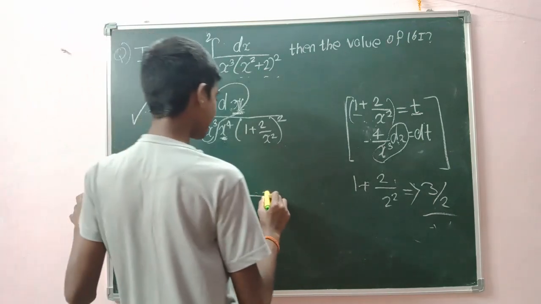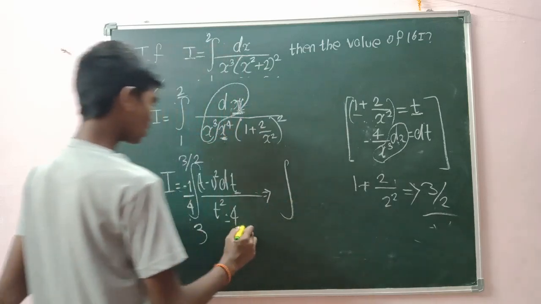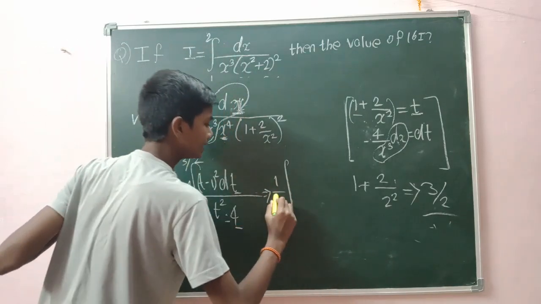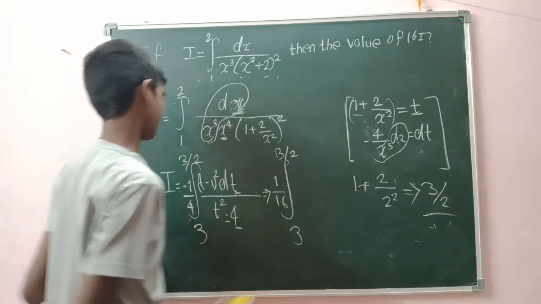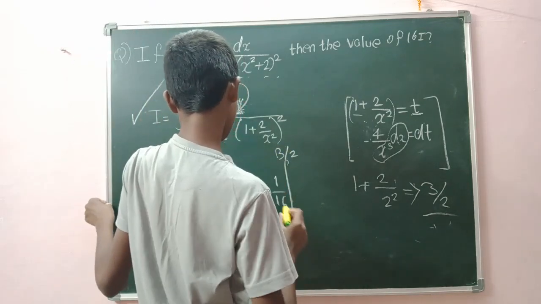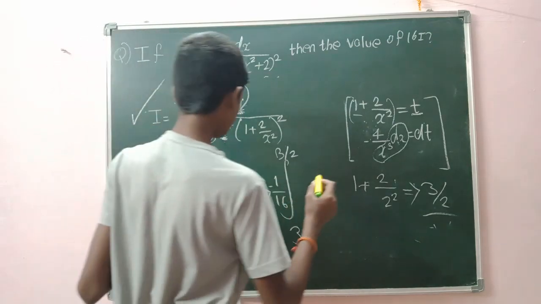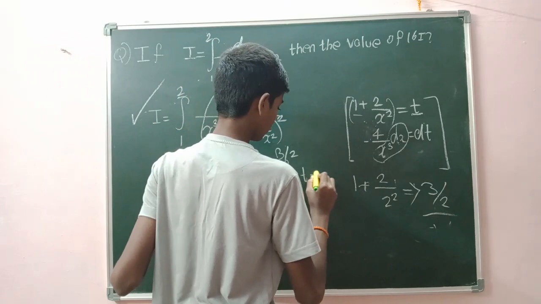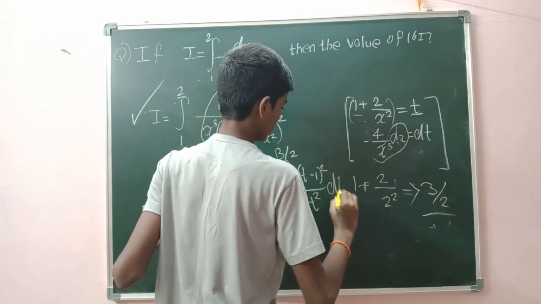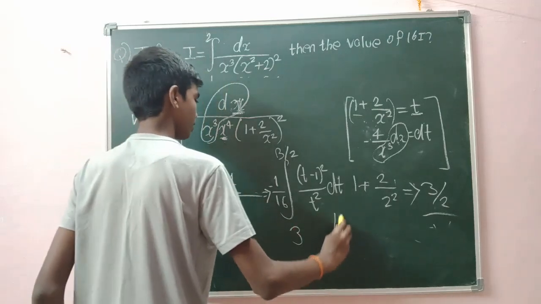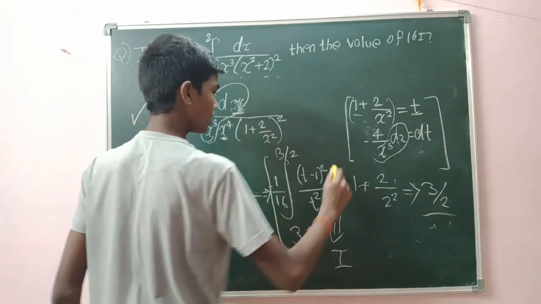Now after this, the same can be written as integral, this 4 I can take outside. That will be 1 by 16 from 3 to 3 by 2. Minus 1 by 16. Sorry, minus 1 by 16. Then into t minus 1 whole square. Okay, so this is your I. So finally, this is what I got now.